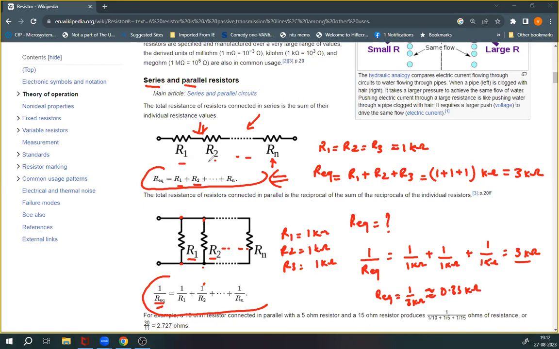So remember, R1, R2, they can have any values. Again, here also R1 and R2, they can have any values. And accordingly, you can calculate the series and parallel combination of resistances.